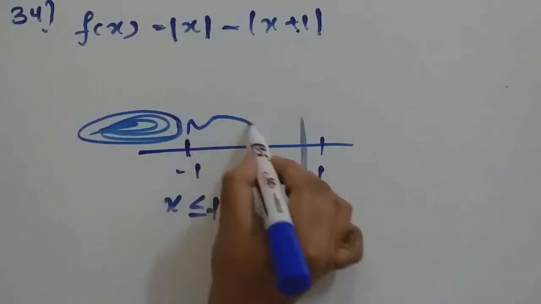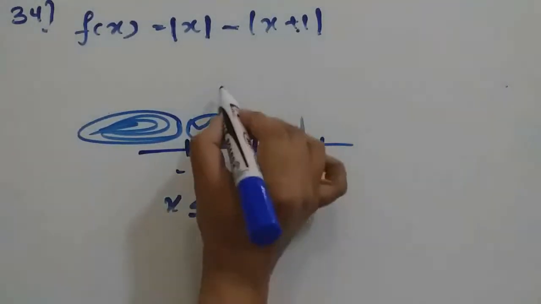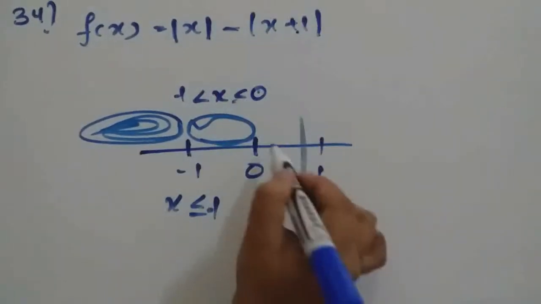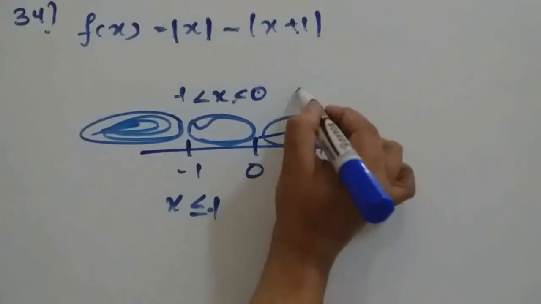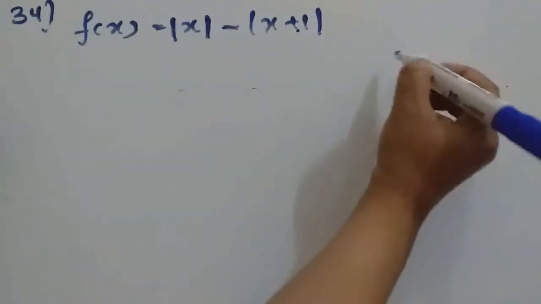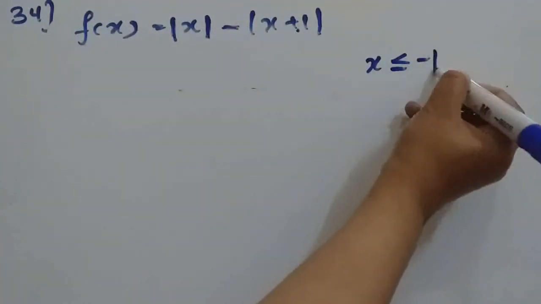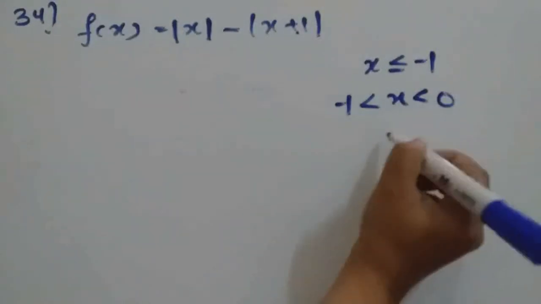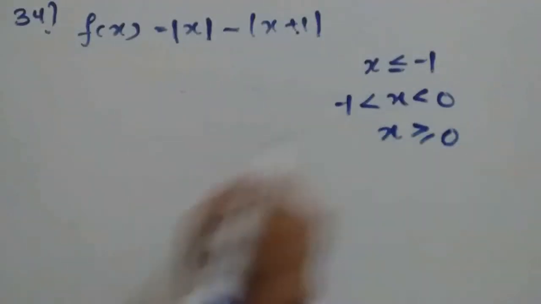When the value lies in this region, x is greater than minus 1 and less than 0. Or this region, x greater than 0. So we got 3 areas here, and accordingly we'll redefine it. First x less than or equal to minus 1, then x greater than minus 1 and less than 0, then x greater than 0.